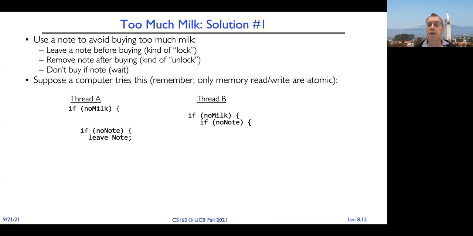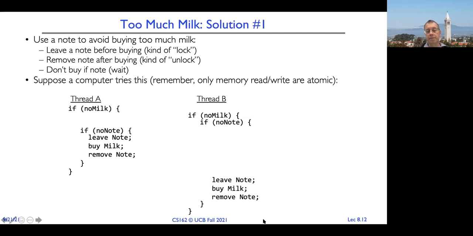But after thread B checks for the note, we context switch to thread A. Thread A checks again for the note, and there is no note, and leaves the note, right? Buy milk, remove note, and thread B is going to do the same thing, right? Because from the point of view of thread B, there was no milk, there was no note. And from the point of view of thread A, the same was true. When it checked, there was no milk, and there was no note. Okay, so now you have both thread A and thread B buying milk.